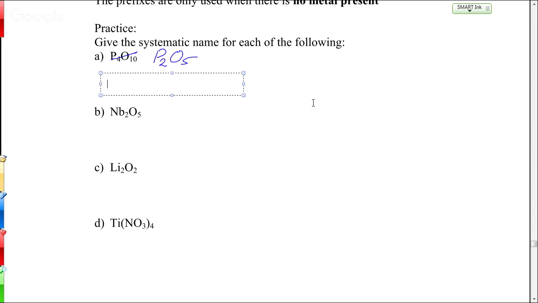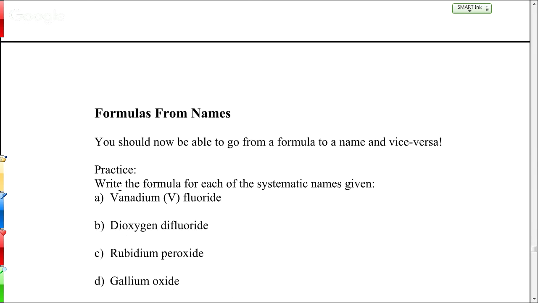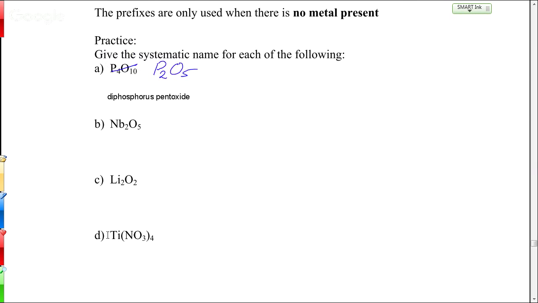So now that we know how we're going to name it, what's the name? Yeah, diphosphorus pentoxide, right? Diphosphorus pentoxide. Okay. In fact, let's make ourselves a little flow chart.